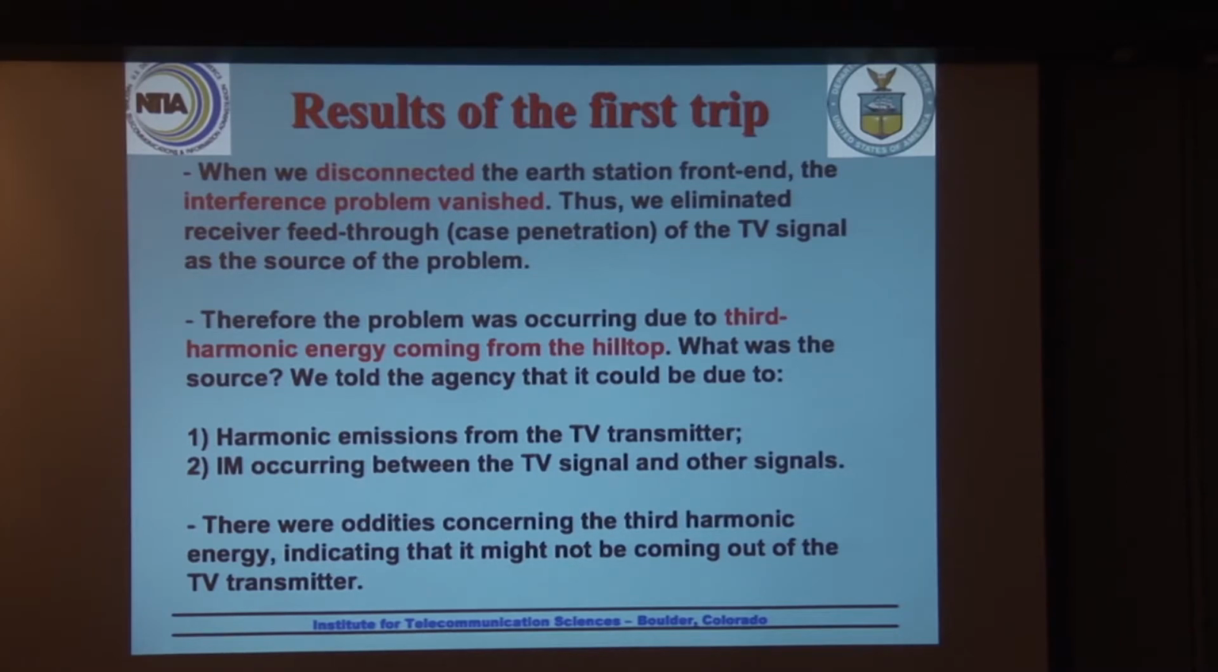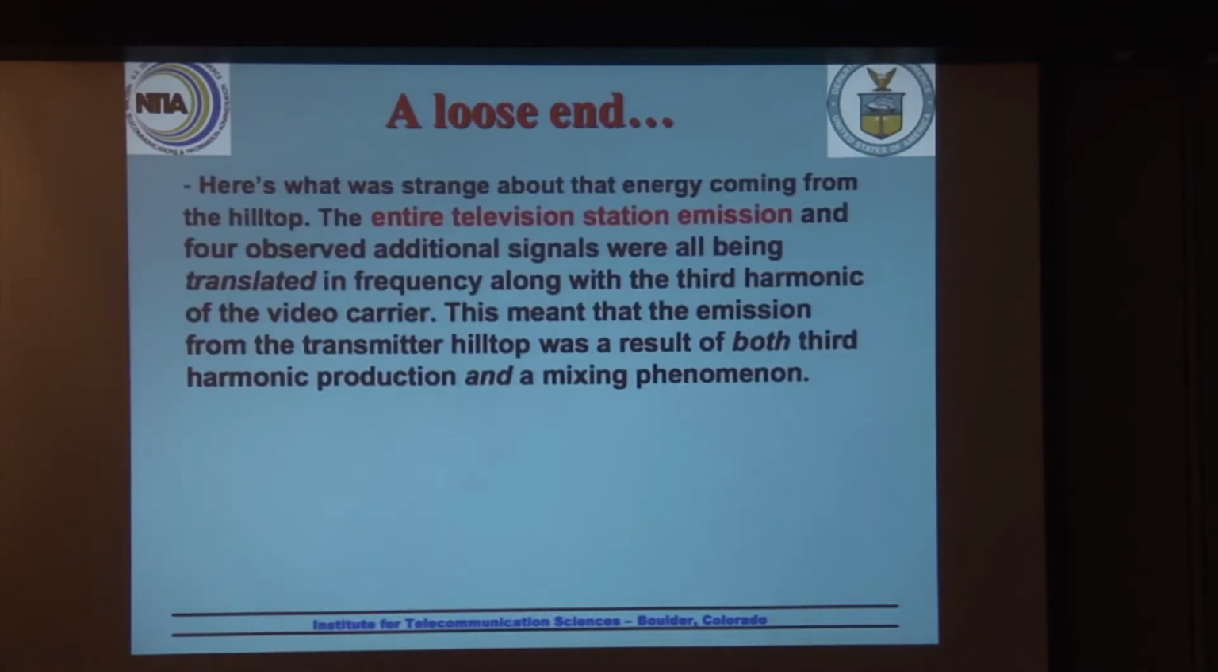But there were some oddities that we did note concerning that third harmonic energy that made us think, and we put this in writing, that it might not be coming out of the TV transmitter. It was a loose end, as they say. The loose end was that the entire television station emission, and this is an analog signal, so it's the audio carrier, the video carrier, and all the information in the spectrum in between those two carriers, and 4 additional signals that were up on that hilltop were all being translated in frequency, not multiplied.